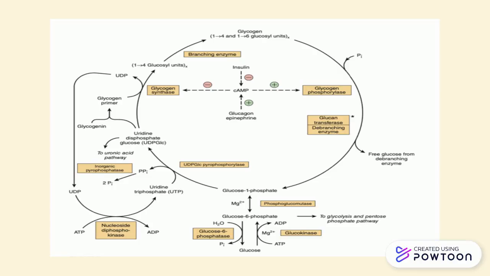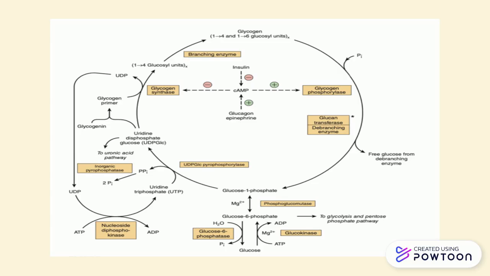Here is a brief overview of glycogenesis. Similar to glycolysis, glucose is phosphorylated by hexokinase in muscle cells and glucokinase in liver cells to form glucose-6-phosphate. Afterwards, the enzyme phosphoglucomutase with cofactor magnesium ion isomerizes glucose-6-phosphate to glucose-1-phosphate.